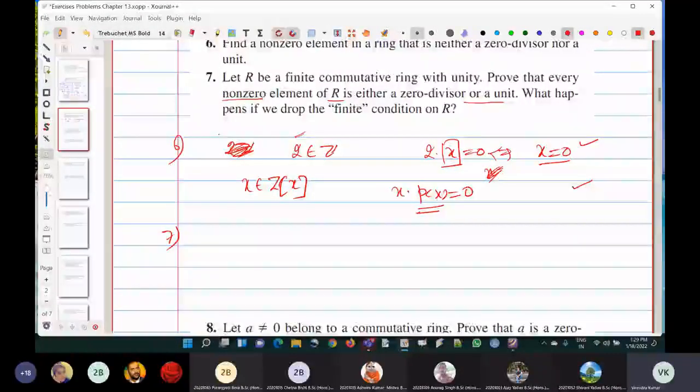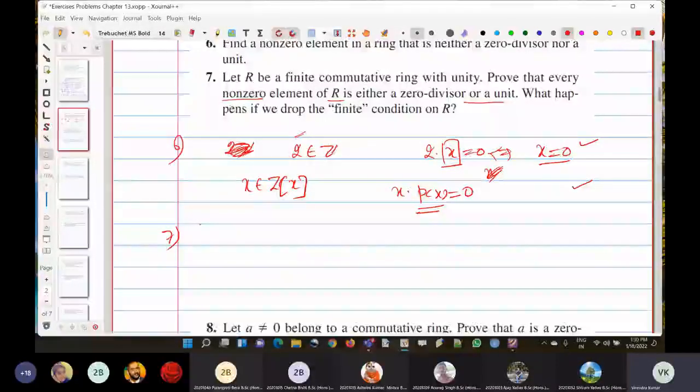So what about zero? Is zero a zero divisor or a unit? Do you have any idea? I'm just asking you. Can we put it in some category? Zero is neither a zero divisor nor a unit. Okay, so zero is neither a zero divisor nor a unit.